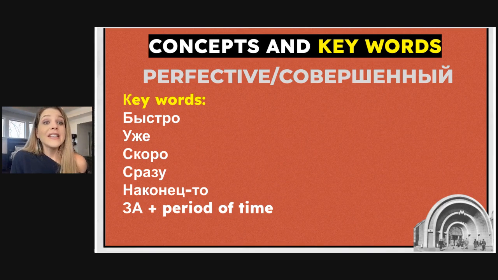Next one. Наконец-то, finally, at last. Я наконец-то прочитала «Войну и мир». Finally, I read War and Peace. Долго читала и наконец-то прочитала, right? If you were to put that sentence into Google Translate, it would be like, I read, and finally I read. But if you understand verbal aspects, you would know that it means I was reading War and Peace for a long time, and наконец-то прочитала, and finally I finished reading it.